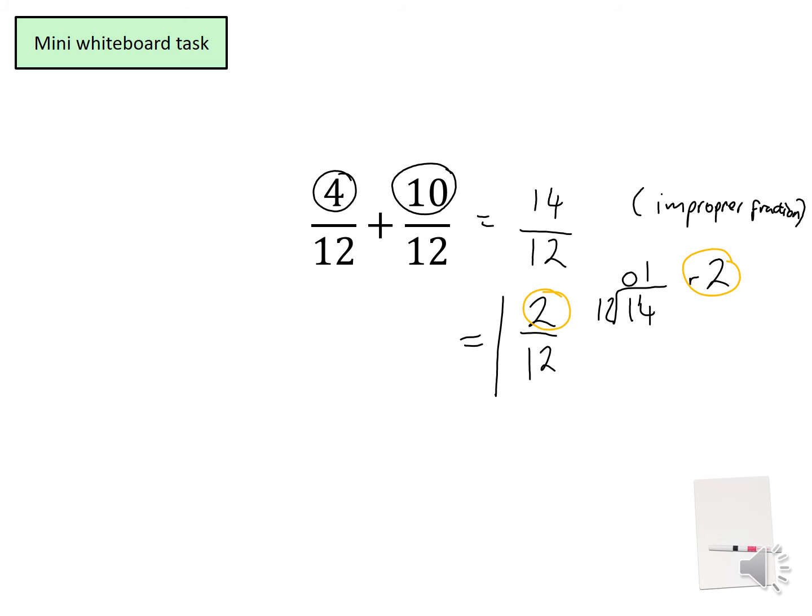However, we have not fully simplified this. I'm just going to simplify it. We divide top and bottom by its highest common factor of 2. So we have 1 whole and 1/6.